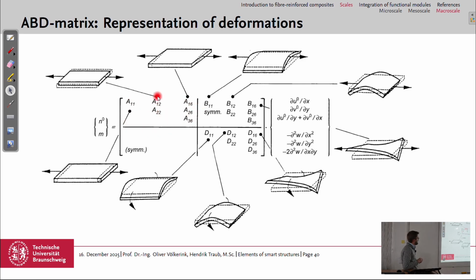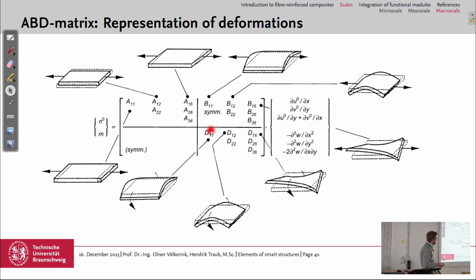These A matrix, which is the membrane stiffness, yields the stiffness. So A11 is the stiffness if we pull the laminate, then have normal forces on the laminate in this direction, and how is the stiffness also in this direction. A12 is the transverse coupling, so Poisson's ratio. When we pull it, then we also have a contraction here. A16 is the coupling of normal forces with shear, and so on.